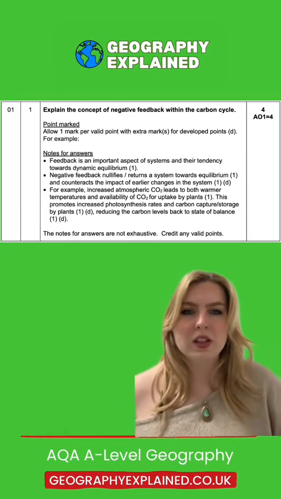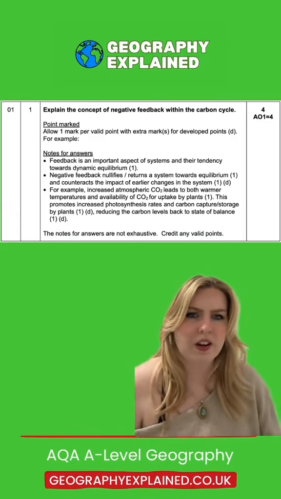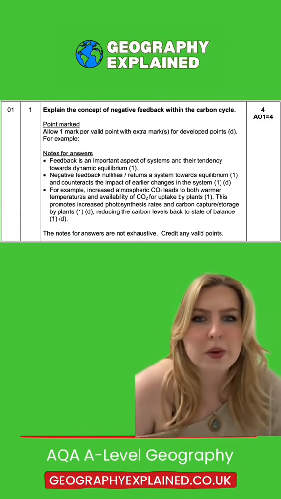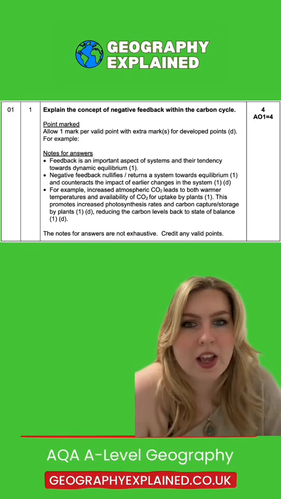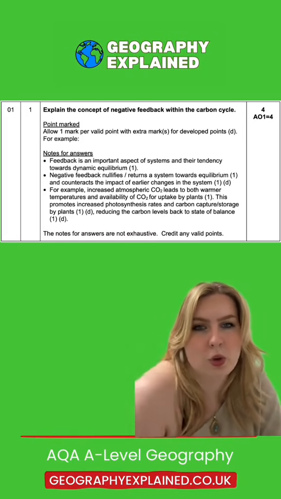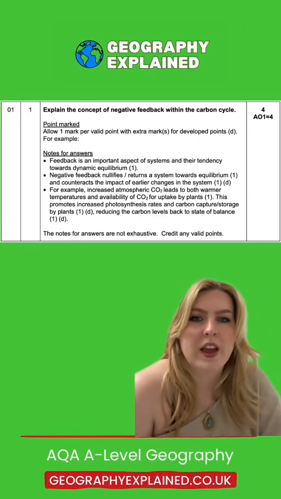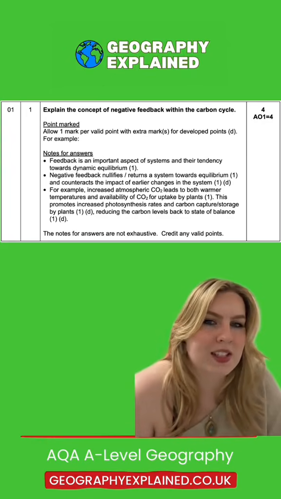So examples that they have used here include, for example, increased atmospheric CO2 leads to both warmer temperatures and availability of CO2 for uptake by plants. This promotes increased photosynthesis rates and carbon capture or storage by plants. Therefore, with a bit of development, reducing carbon levels back to states of balance.